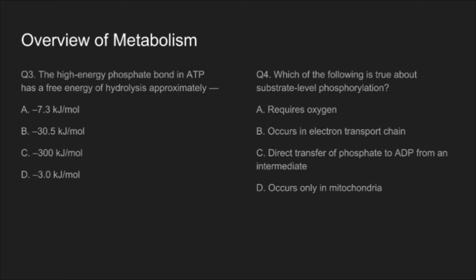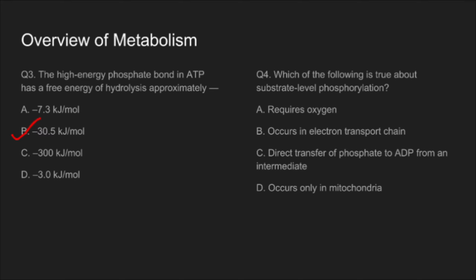Now question number 3. The high energy phosphate bond in ATP has a free energy of hydrolysis approximately, A, minus 7.3 kilojoules per mole, B, minus 30.5 kilojoules per mole, C, minus 300 kilojoules per mole, D, minus 3 kilojoules per mole. The correct answer is option B, minus 30.5 kilojoules per mole. Hydrolysis of ATP to ADP releases about minus 30.5 kilojoules per mole of energy under standard conditions.